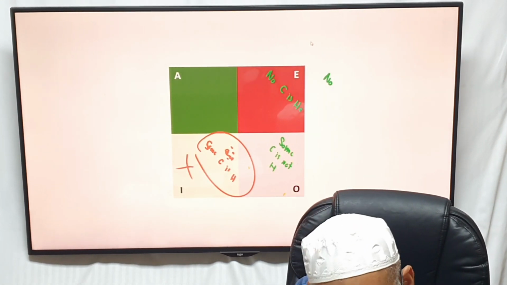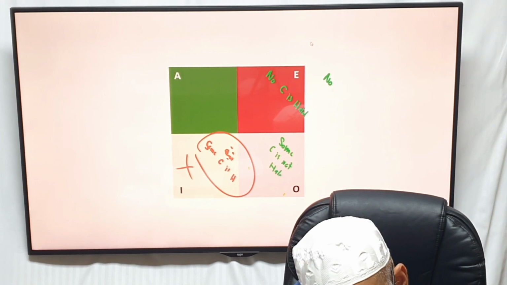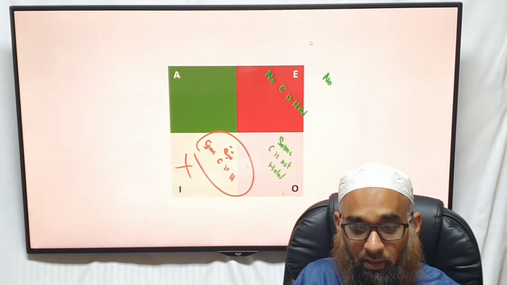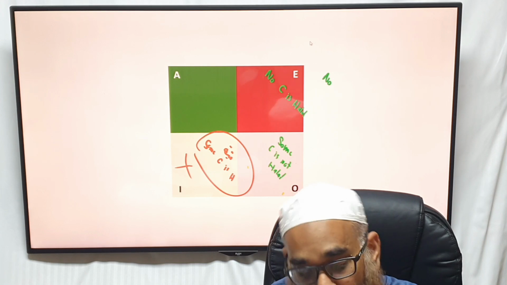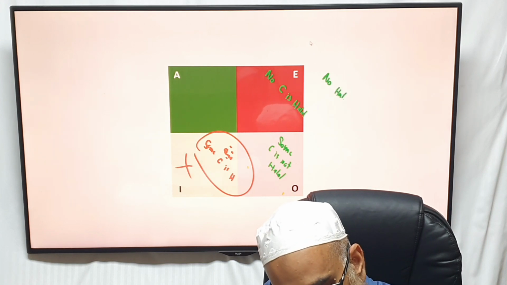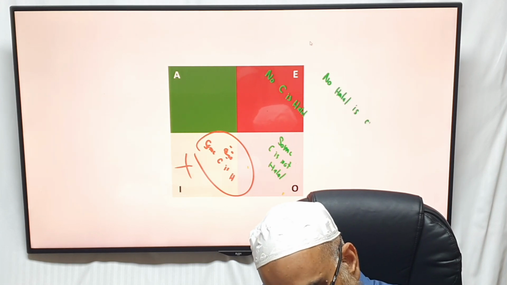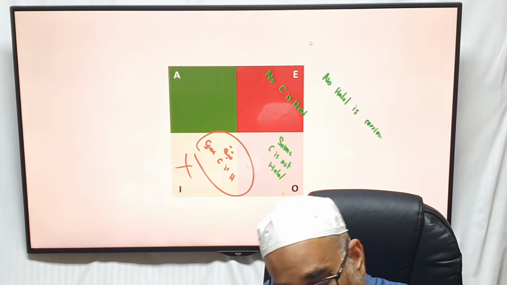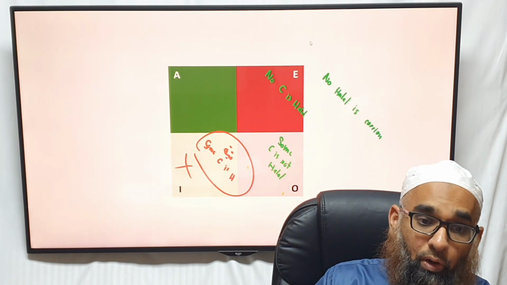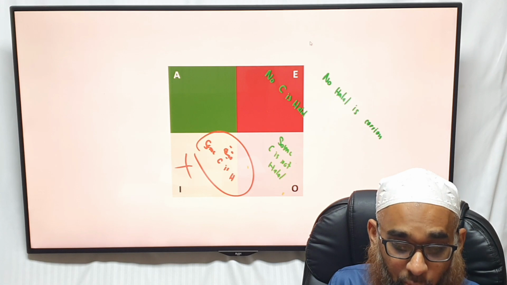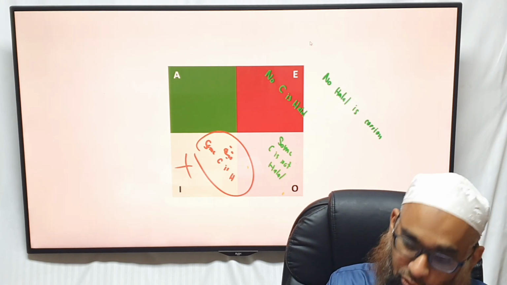This is halal. Let's write the halal. Halal and haram, get confused. Okay, so no carrion is halal. So that means no what? We convert this. No halal is carrion. And based on contrary, only one of A and E is true. So E is true, so the A is going to be false.